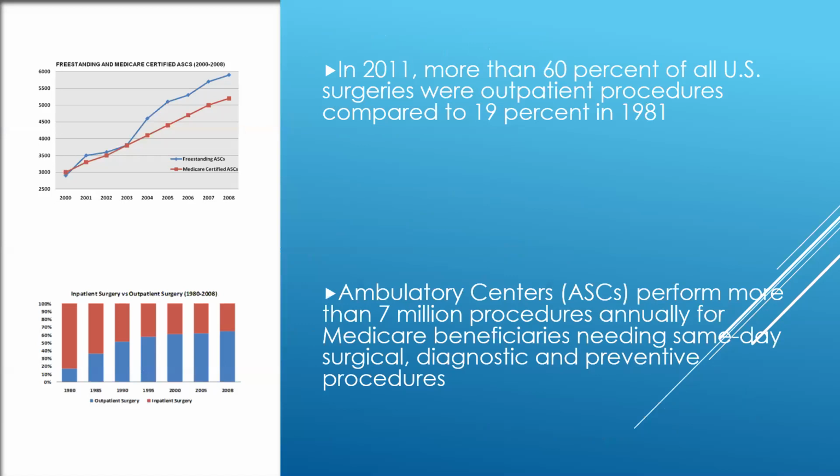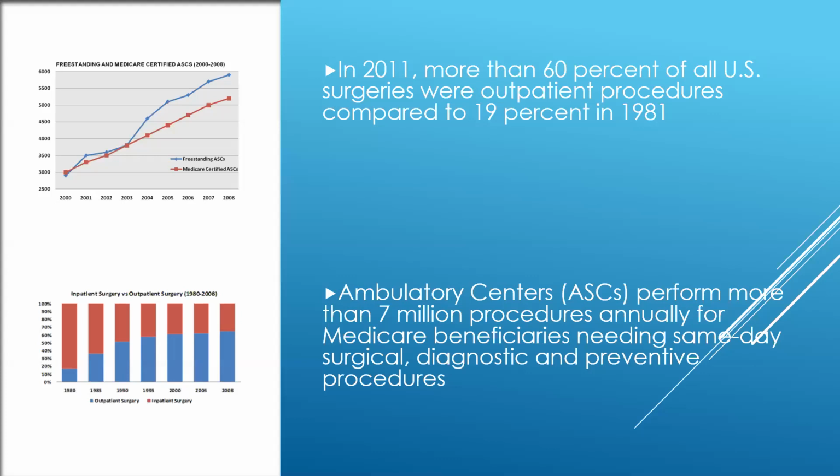So what I'm showing you in this slide, and it's slightly difficult to see, I apologize. The top graph starts in 2000 and ends in 2008, and it's the number of freestanding ambulatory surgery centers in the United States. As you can see, they've gone from about 3,000 in 2000 till about 6,000. We have doubled the number.